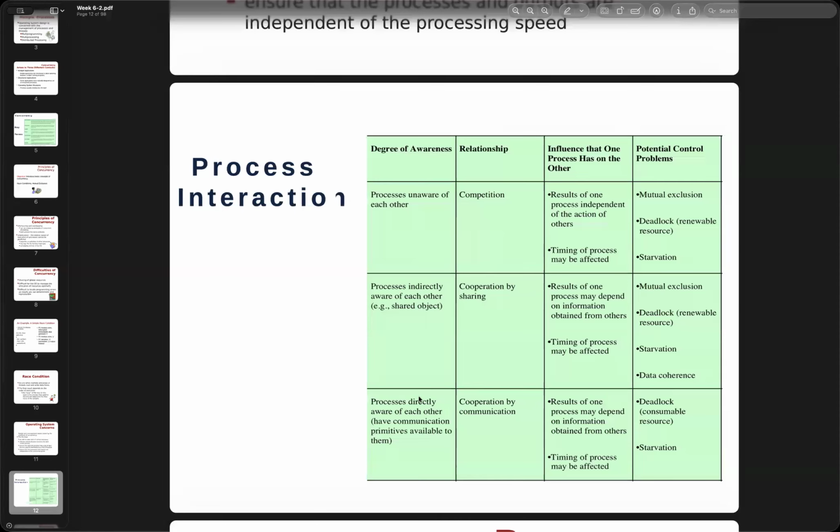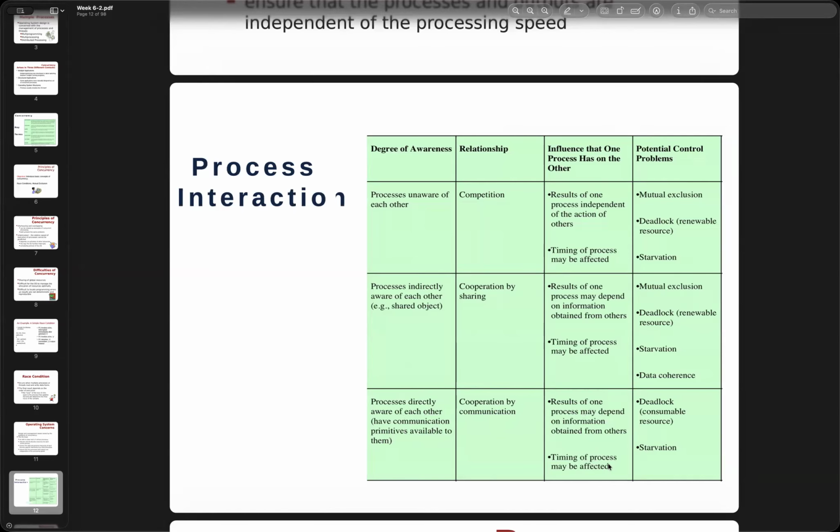And then next, the processes are directly aware of each other. They have communication primitives available to each other, so they cooperate by communication. They are really talking to each other. So the result of one process may depend on information from others, and the timing of the process may be affected.